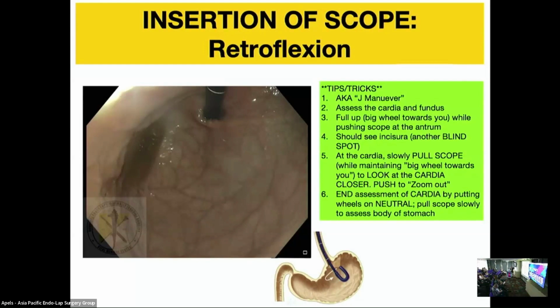So you should see the scope, of course. You should also see or note the incisura. This is another blind spot. Now the cardia: slowly pull the scope while you maintain the big wheel towards you to look at the cardia. And if you want to look closer, you pull it. To end your assessment of the cardia, you put the big wheel on neutral and then pull slowly to assess the body of the stomach.